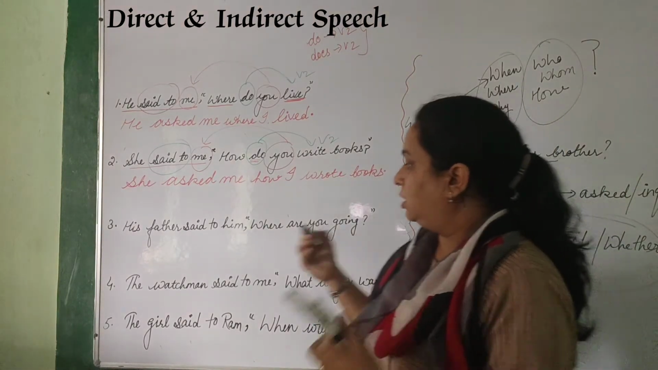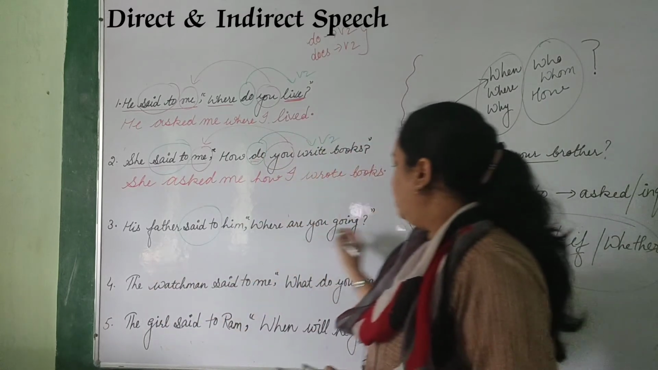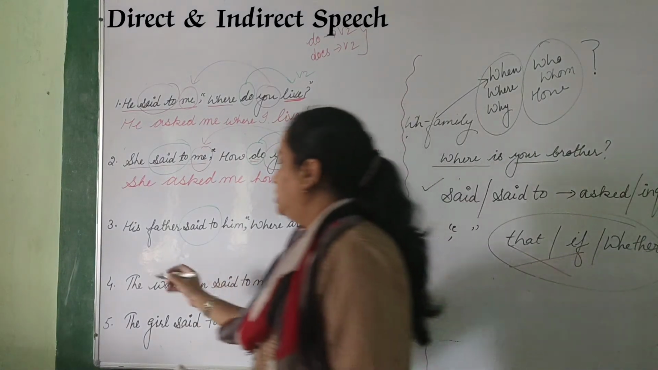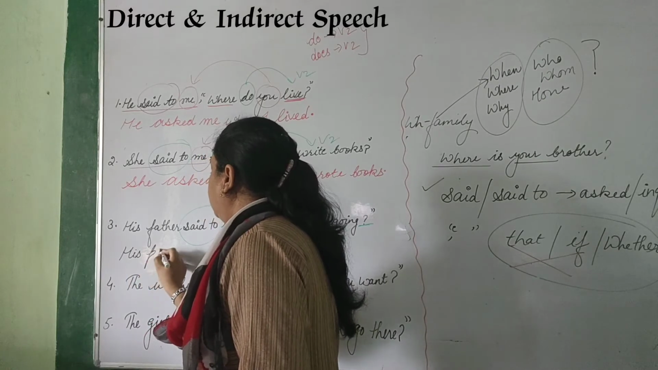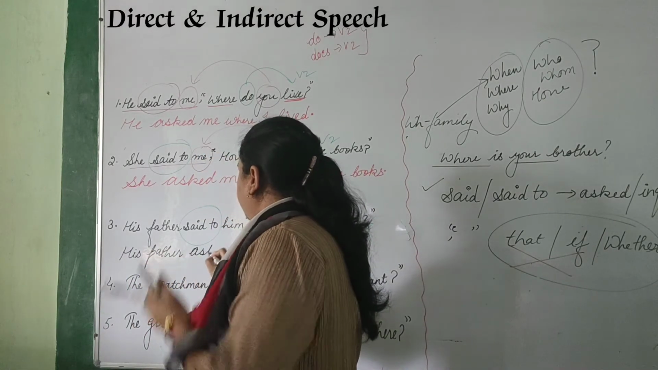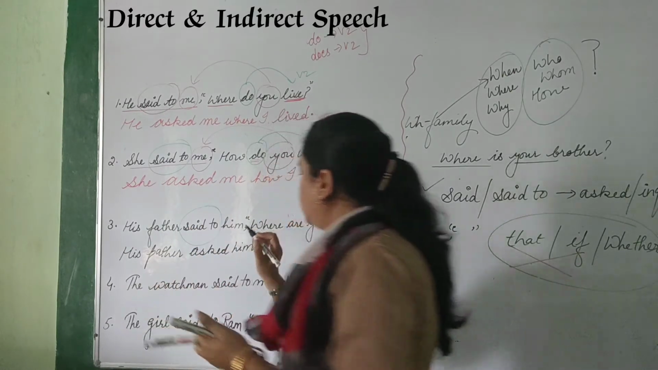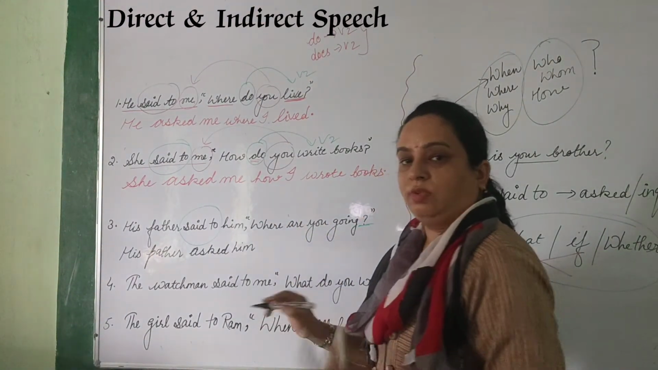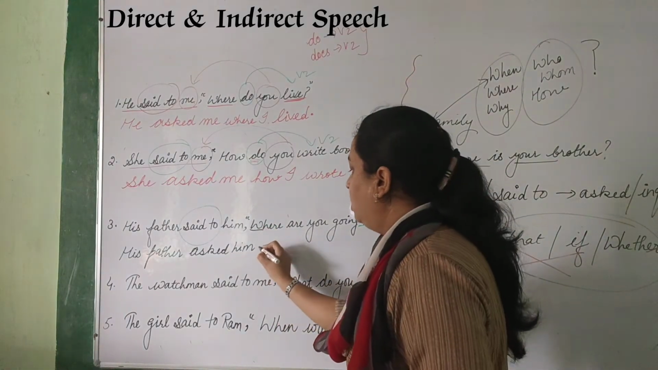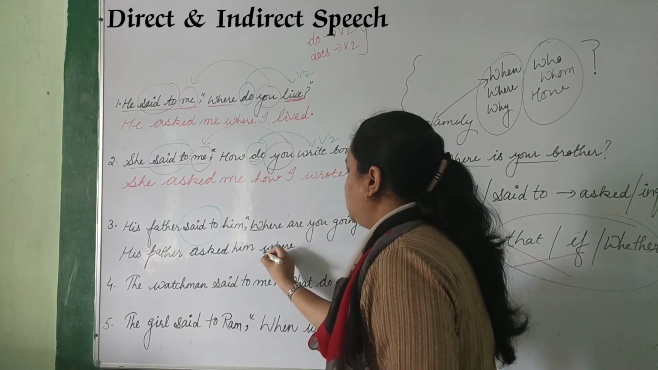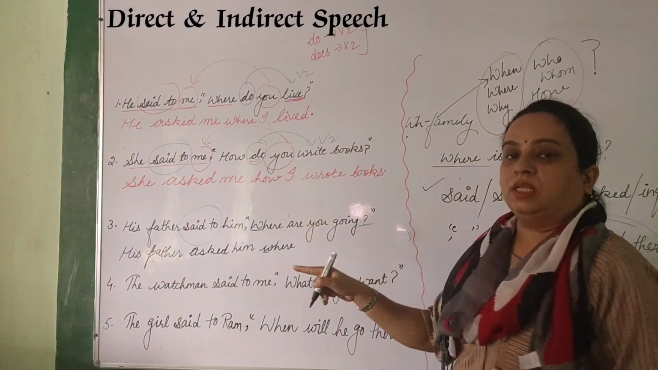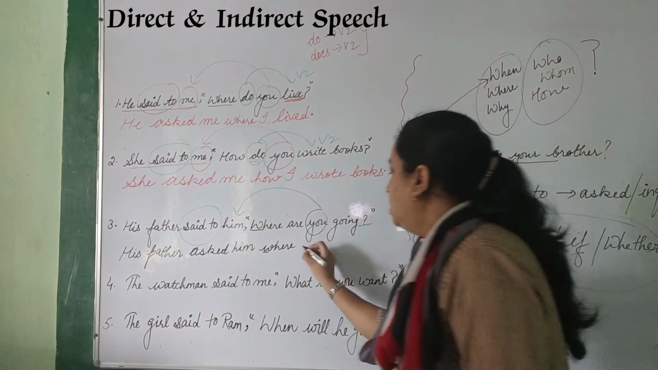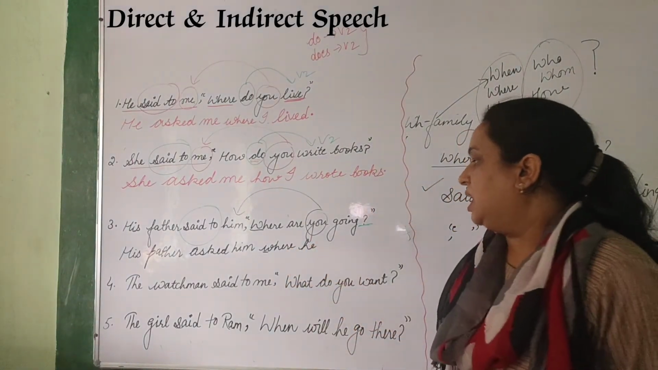Third, his father said to him, where are you going? Now what is the reporting verb here? That is said to, and because it is a question, said to changes into asked. So the answer is his father asked him. Who is the receiver here? Him, right? Where are you going? This WH family means commas, we will not use anything, because the starting is from a WH family word. So we will directly write where with a small w, and then you have to get the subject. You will be replaced with him, and that will be he.